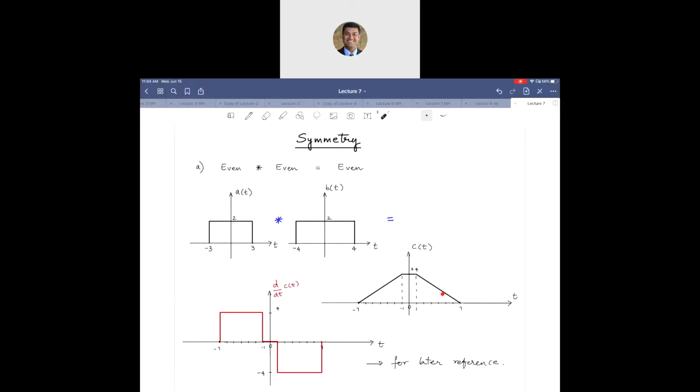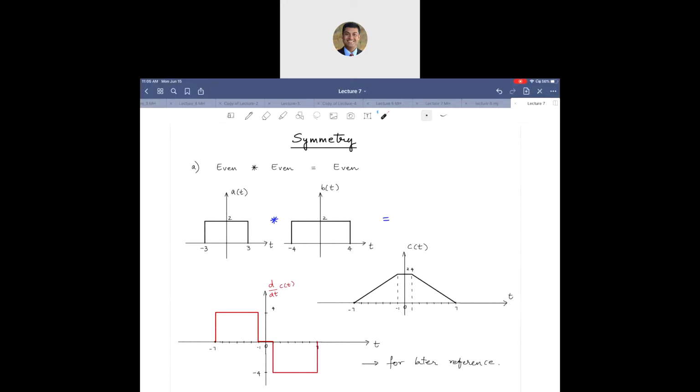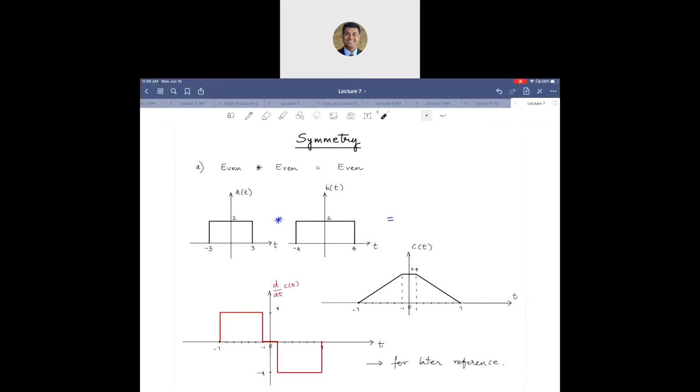It will be a triangle if those two rectangles exactly overlap with each other in terms of their timing. So if they start and end at the same time, then it will be a triangle output. But if they start and end at different times, the way it is shown here, it will be a trapezoid. So I want to start talking about how I was able to write this output so fast.